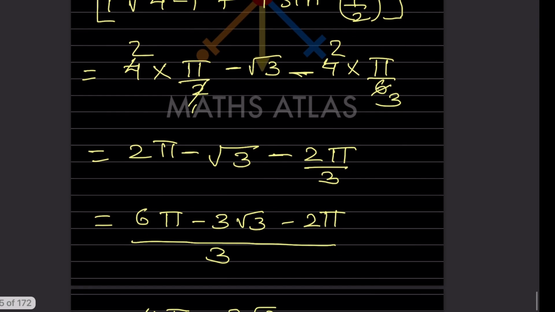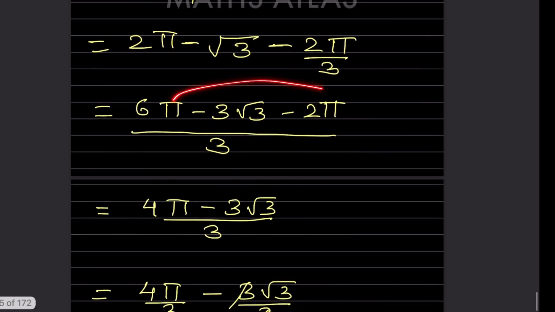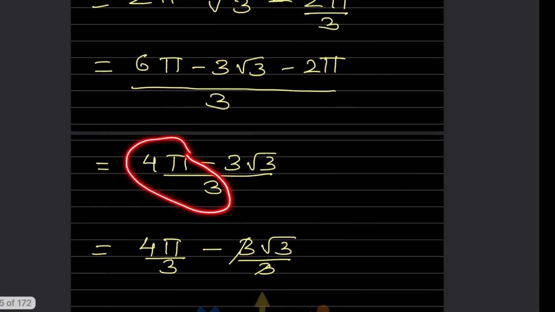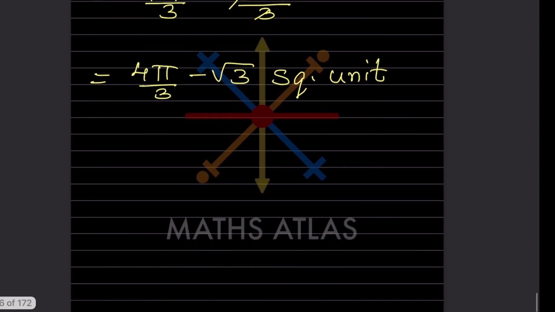So now when you take the LCM here, what will you get? 6 pi. Here you will get 3 root 3, and here you will get just 2 pi. So now you will take these 2 together, that will be 4 pi minus 3 root 3. And now you will separate this one, that is 4 pi by 3, and when you separate this, that will be 3 root 3 by 3. And now this and this get cancelled. So that will be 4 pi by 3 minus root 3 square unit.